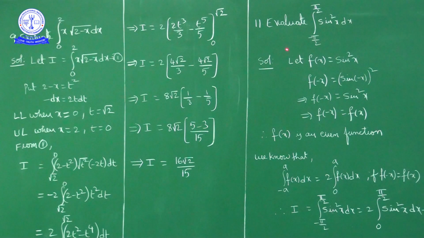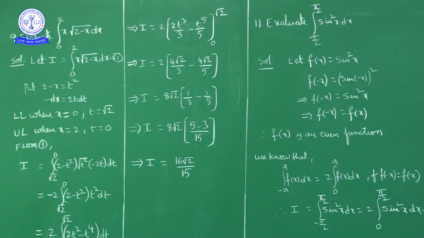Evaluate integral minus pi by 2 to pi by 2 sin square x dx.